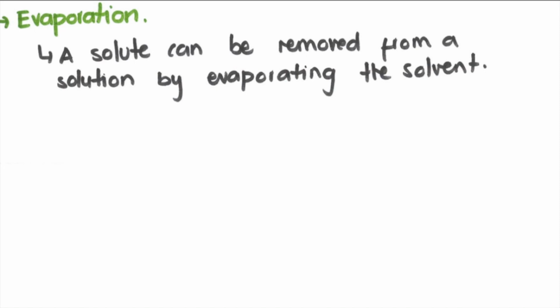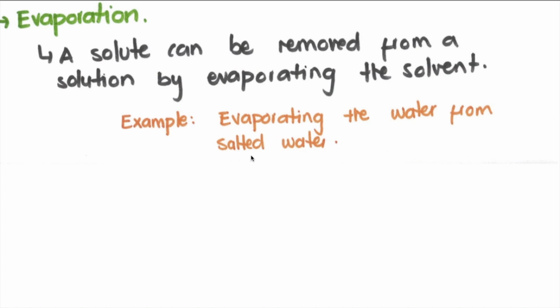Evaporation is another method that you can use to separate a mixture. A solute can be removed from a solution by evaporating the solvent. This looks very complicated here, but all these words you already know. So basically, if you have salty water, the solute, which is the salt, can be removed from the solution, which is the water, by evaporating the solvent, by evaporating the water. So the solution is the salty water. If you evaporate the water, you will obtain the salt. Example, evaporating the water from salted water.